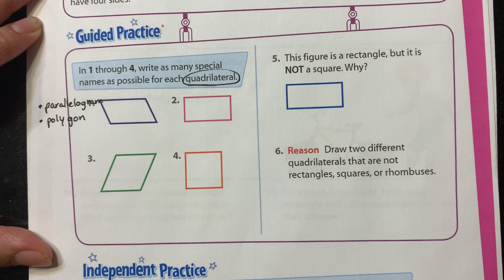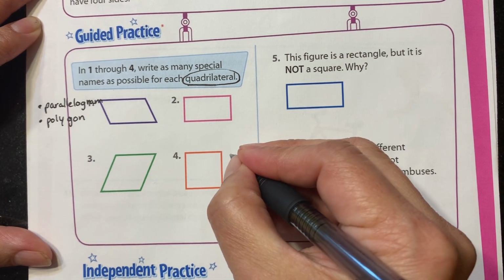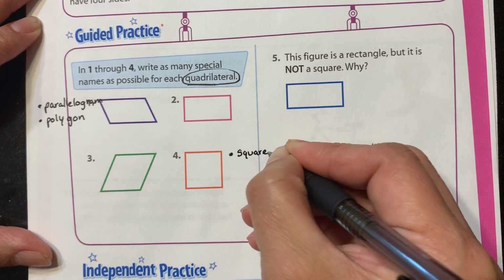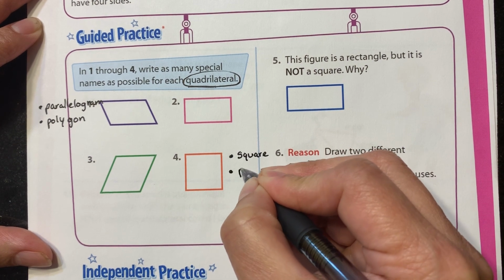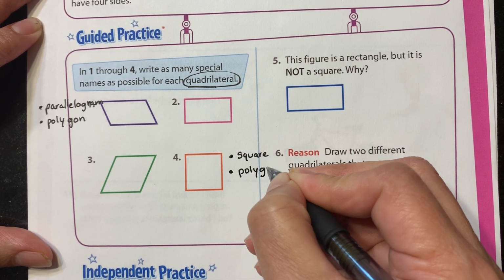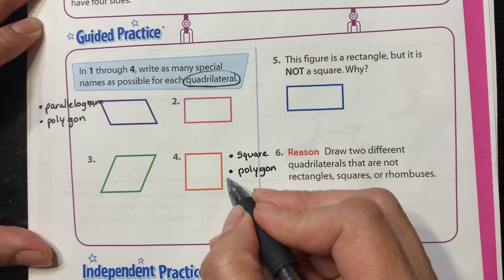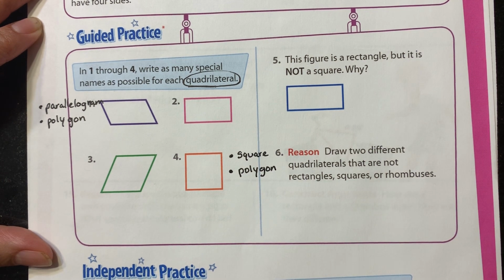Okay, then I had said I was going to do number 3, but I'm going to do number 4. This one has a special name, and its name is square. And it's also a polygon. Okay, and so those are its special names right there. So you can make a list right on the sides, and that would be good.